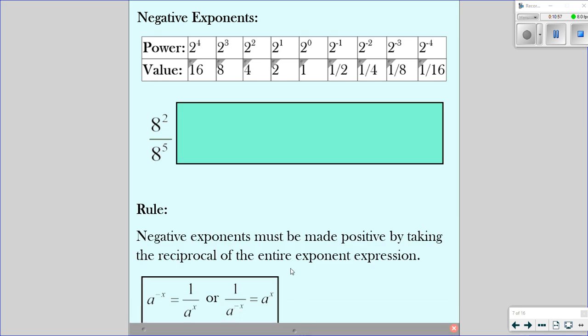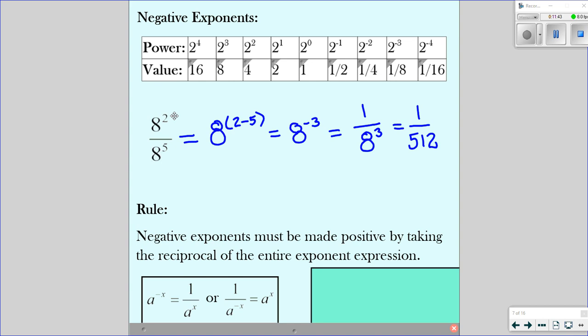it says negative exponents must be made positive by taking the reciprocal of the entire exponent expression. So basically, a to the negative x will equal 1 over a to the positive x power. Or if you had 1 over a to the negative x power, it will equal a to the positive x power. So again, if you see a negative exponent, do it as if it was positive, raise it to that positive power, and then take the reciprocal of that number. So let's look at an example.